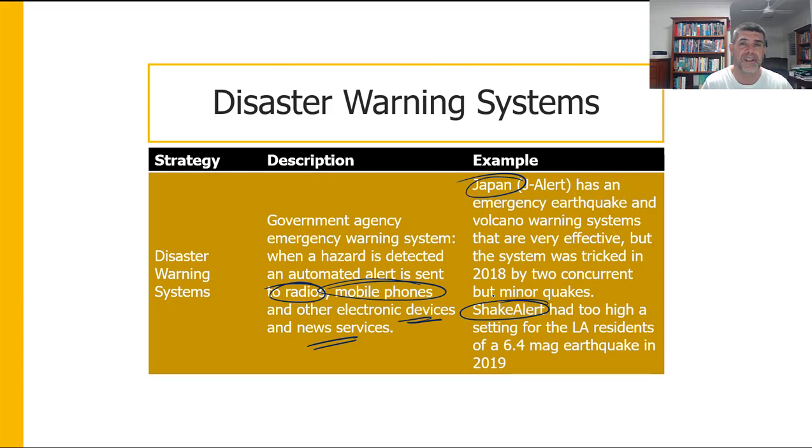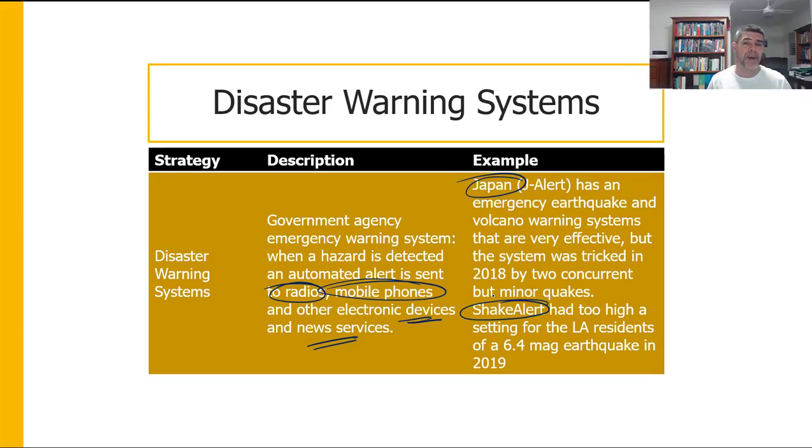Part of the problem with these systems is that if you're going to try and automate them, which means you don't have people having to make decisions in real time, sometimes little things can happen that can trick the system. In 2018, two minor earthquakes occurred concurrently, almost at exactly the same time, which tricked the system into thinking there was a bigger earthquake than what there actually was coming.